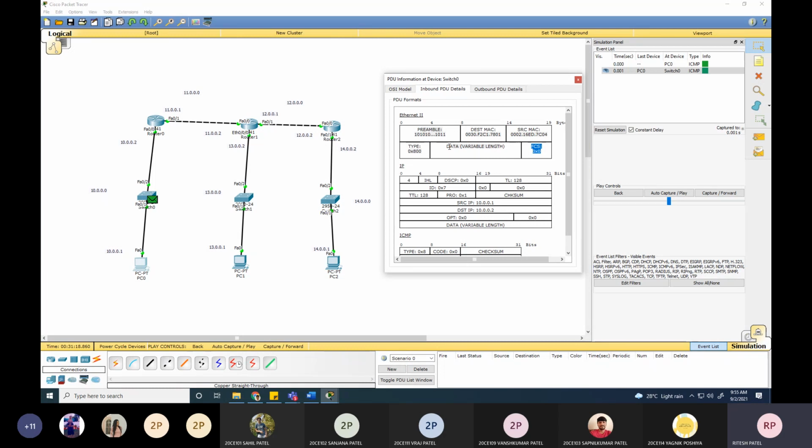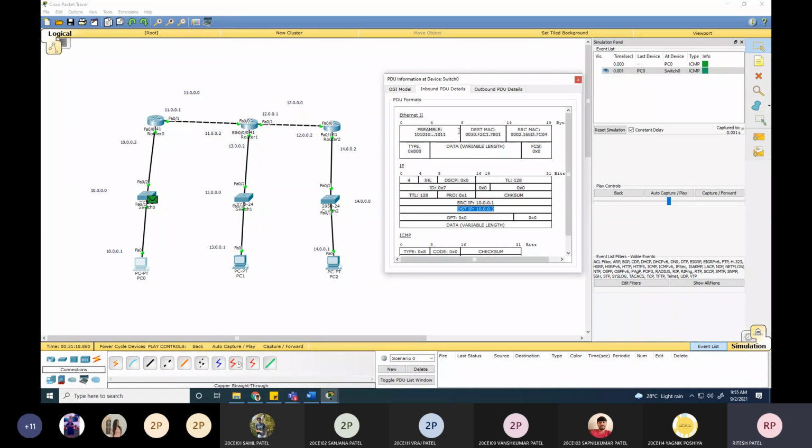We haven't focused on FCS and data, but after that comes the IP header: version, 4-bit IHL, DSCP for quality of service, total length of packet, then ID, fragment flag, fragment offset, time to live, TTL, protocol type, checksum, source IP address, and destination IP address. So we have seen all these things in practical 2, and now we are going to realize them in practical 3.